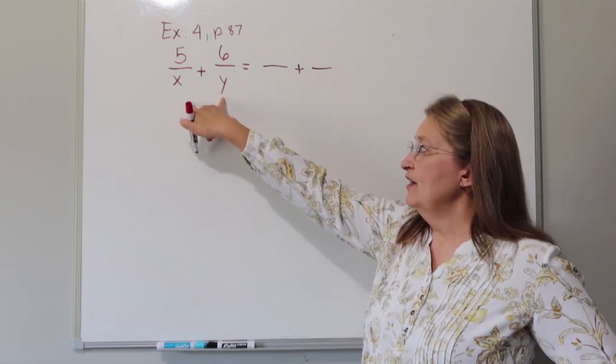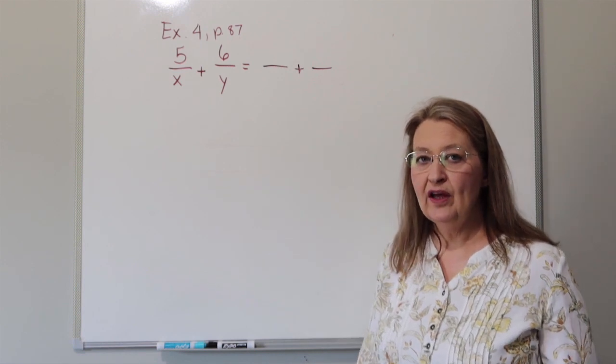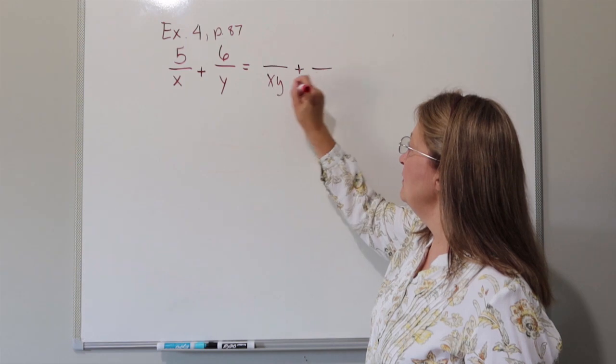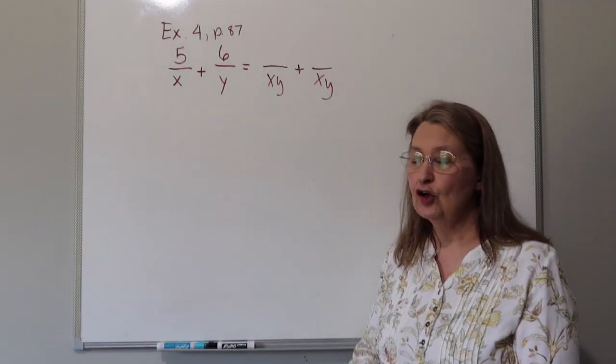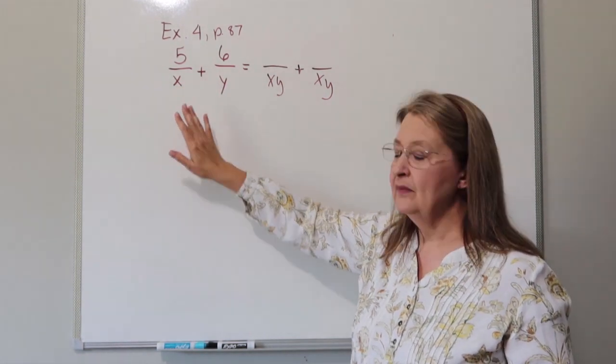What are my factors? Well, this one is x, this one is y. So I'm going to take one of each factor. So I have xy for this one, xy for this one. I'm creating a new denominator for each fraction in my polynomial.